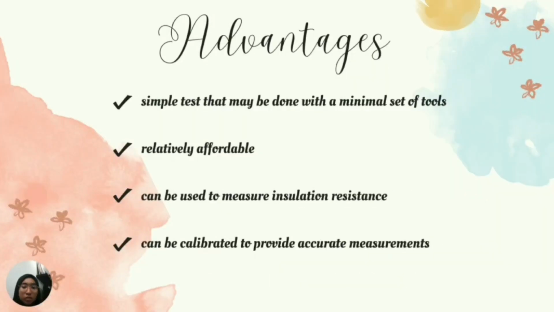These are the advantages of the Valley loop test. First, the Valley loop test is a simple test that may be done with a minimal set of tools that includes a resistance box, a DC voltage source, and a galvanometer. Second, the Valley loop test equipment is relatively affordable, making it a cost-effective choice for assessing insulation resistance. Third, it can be used to measure insulation resistance in a variety of cables, such as low and medium voltage cables. Fourth, it can be calibrated to provide accurate measurement.